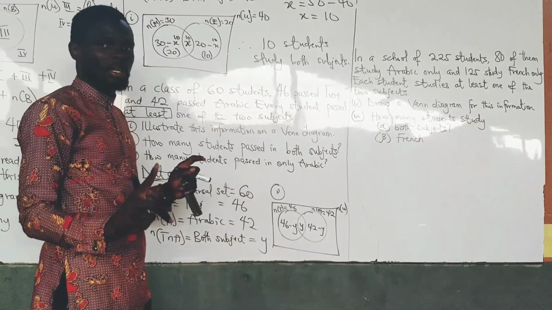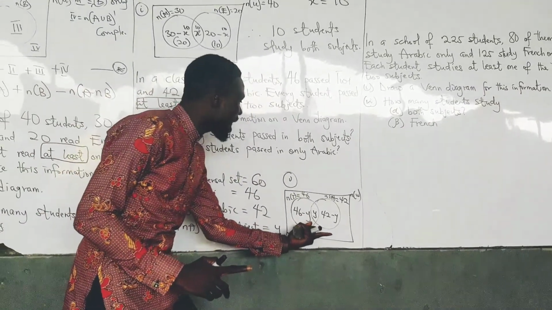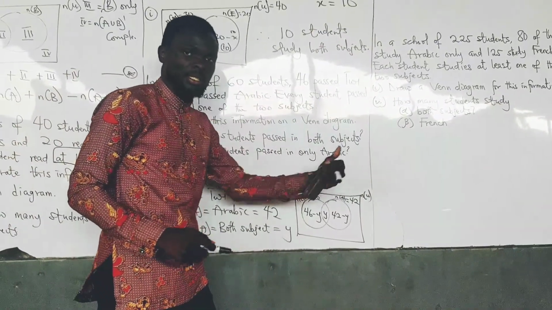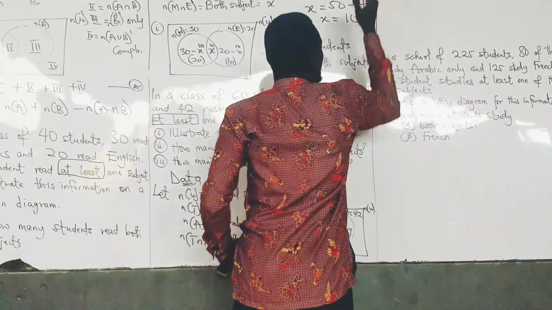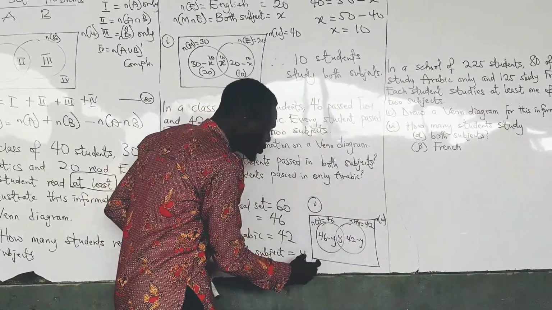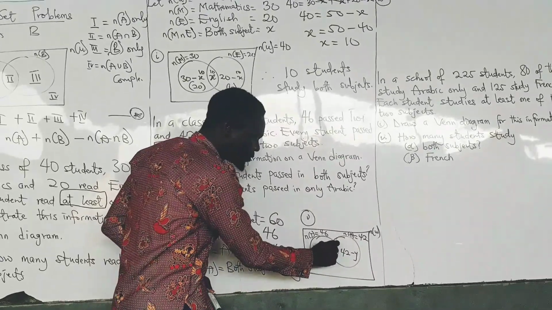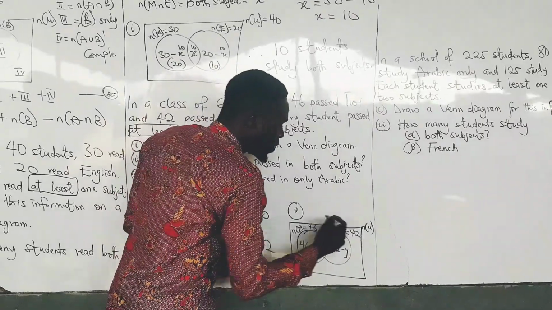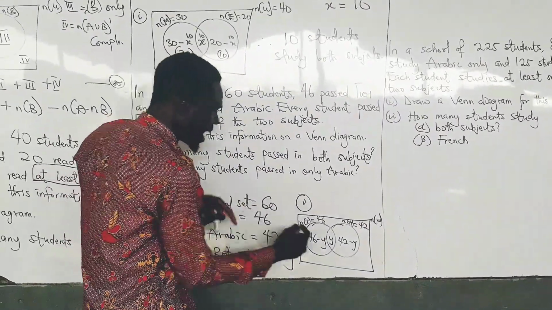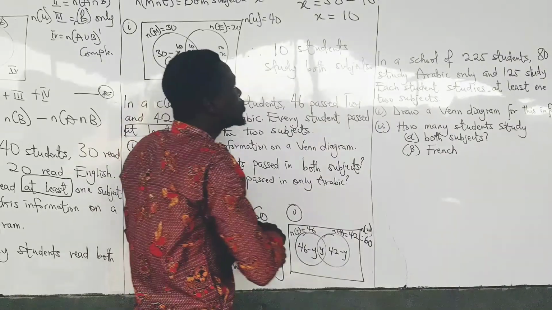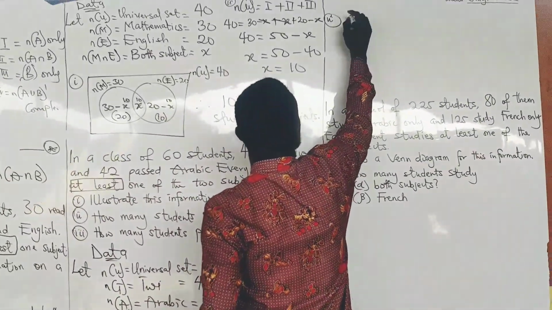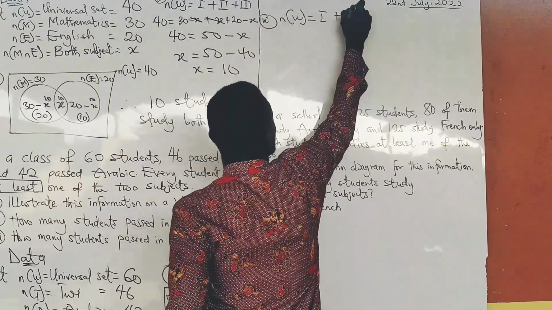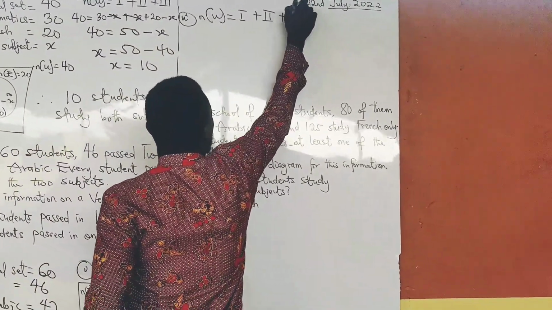They all did one. So now that I have this, I can now calculate for II, which says how many students pass in both subjects. So in both subjects, to calculate for the Y, we are going to add the region I plus region II plus region III and equate it to the universal set. What is the universal set? From the question and our data is 60. So we are going to say the number of U, which is the universal set, is equal to region I plus region II plus region III.